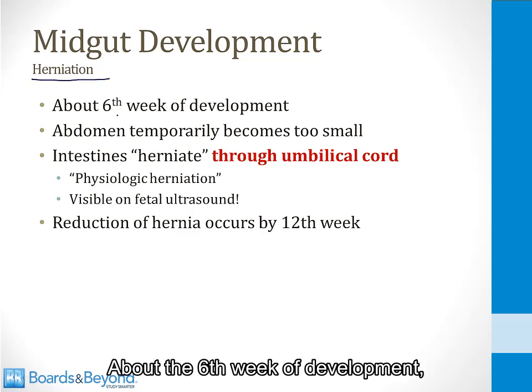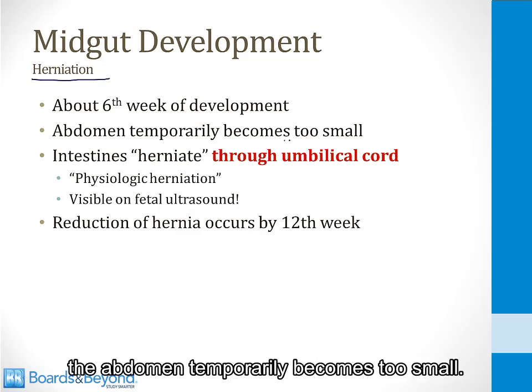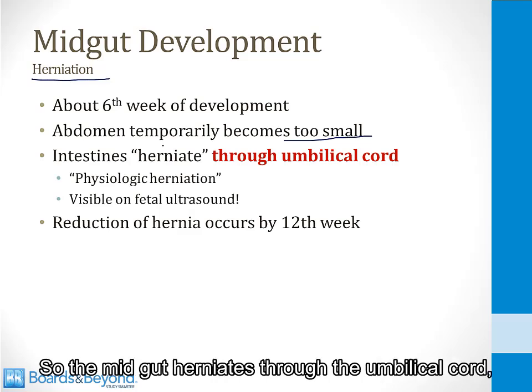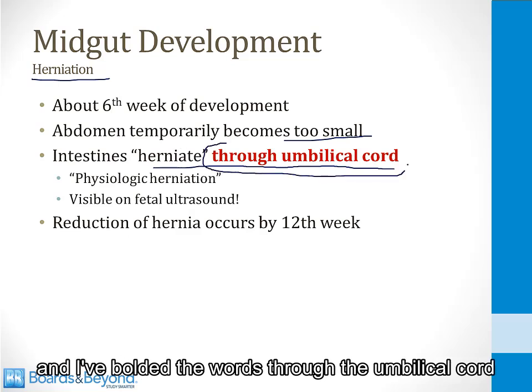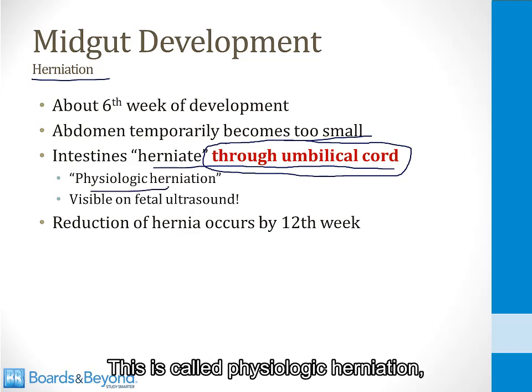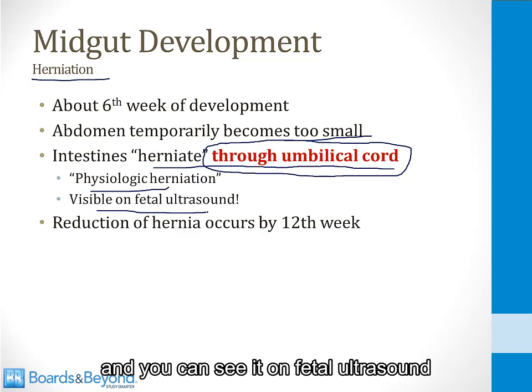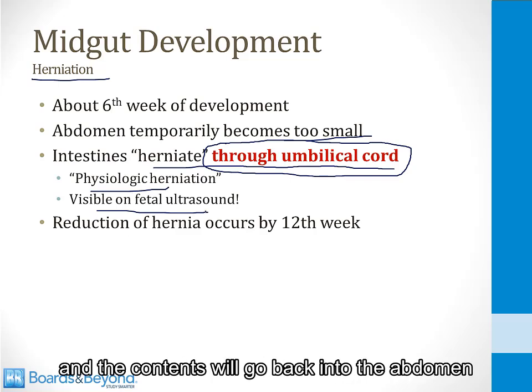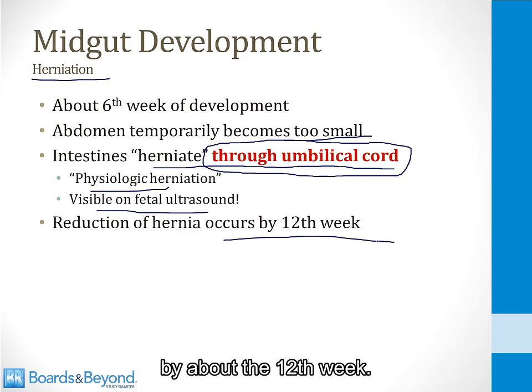About the 6th week of development, the abdomen temporarily becomes too small. So the midgut herniates through the umbilical cord, and I've bolded the words through the umbilical cord because that will be important later. This is called physiologic herniation, and you can see it on fetal ultrasound, and the hernia will reduce and the contents will go back into the abdomen by about the 12th week.